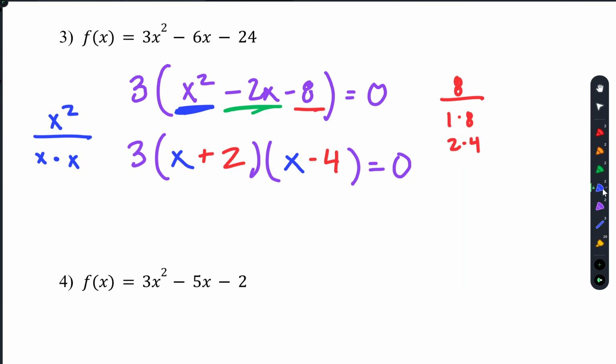From here, I need to set my factors equal to 0. What I do not need to do, I don't need to set this 3 equal to 0. There's no x in it, so I don't need to worry about that. It's just going to hang out. But I do need to do x plus 2 equals 0 and x minus 4 equals 0.